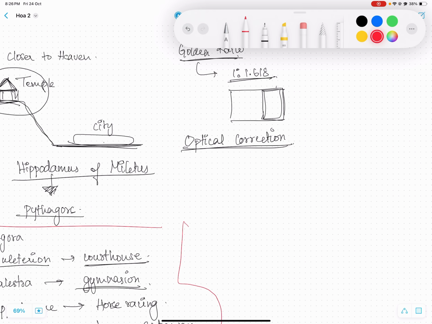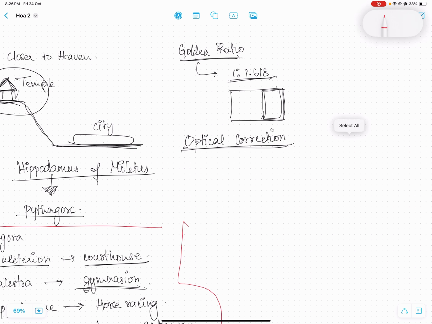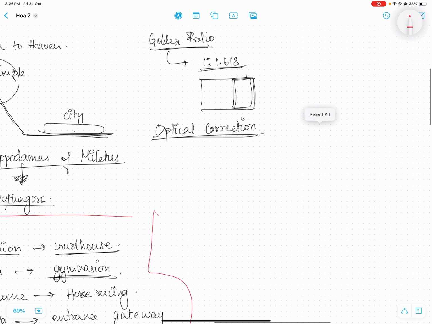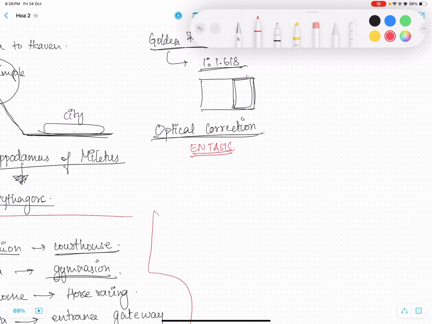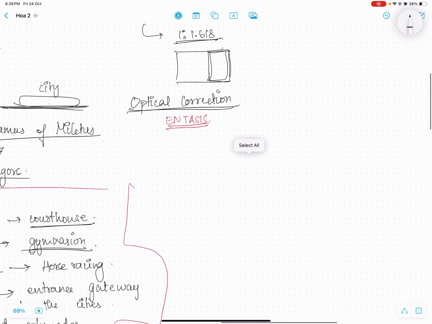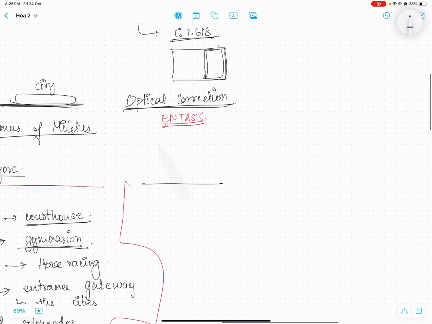And they had a term for it. Even the Greeks and the Romans both were using optical correction for a very prolonged time period. It is called entasis. So what is entasis is, if you want to construct a building in this way. Okay, such a tall human being.